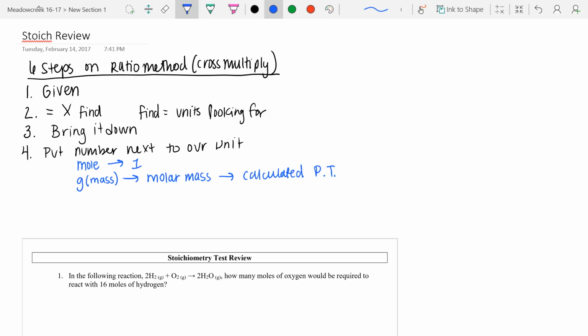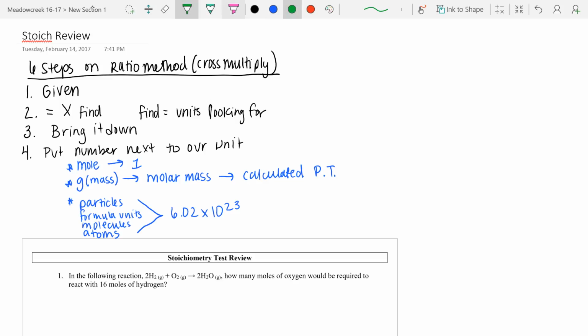Okay, and if we have any of these next 4 words, so if we see the words particles, which remember is just a sciencey word for things, formula units, which is used for ionic compounds, molecules, which is used for covalent compounds, or atoms, which is used for singular elements, all 4 of these words get Avogadro's number, which is 6.02 times 10 to 23.